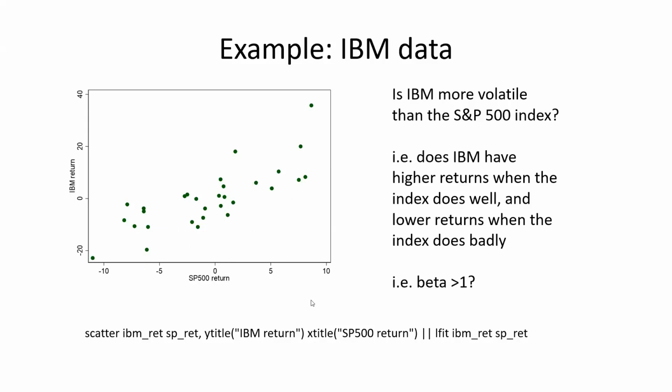So the question is, is IBM more volatile than the S&P 500 index? In other words, does IBM have higher returns when the index does well and lower returns when the index does badly? In terms of the model, that means is beta greater than 1? Not just 1, but greater than 1.